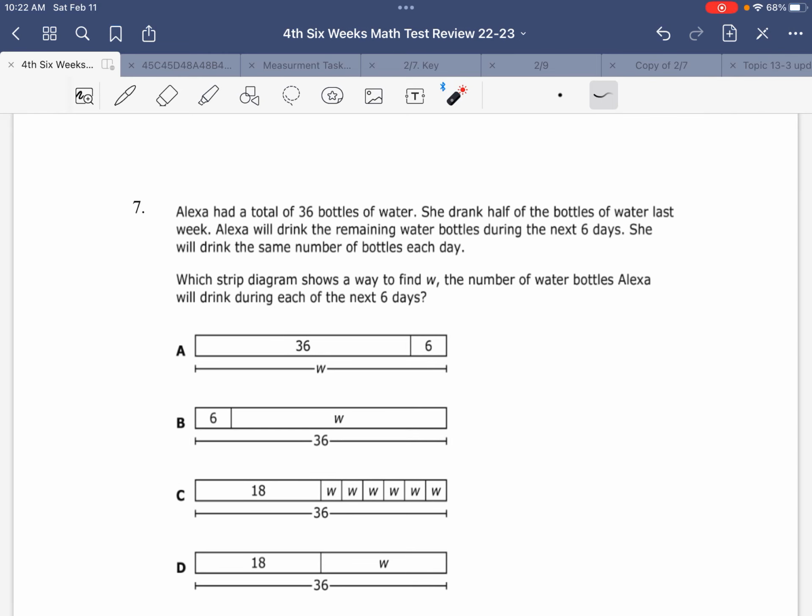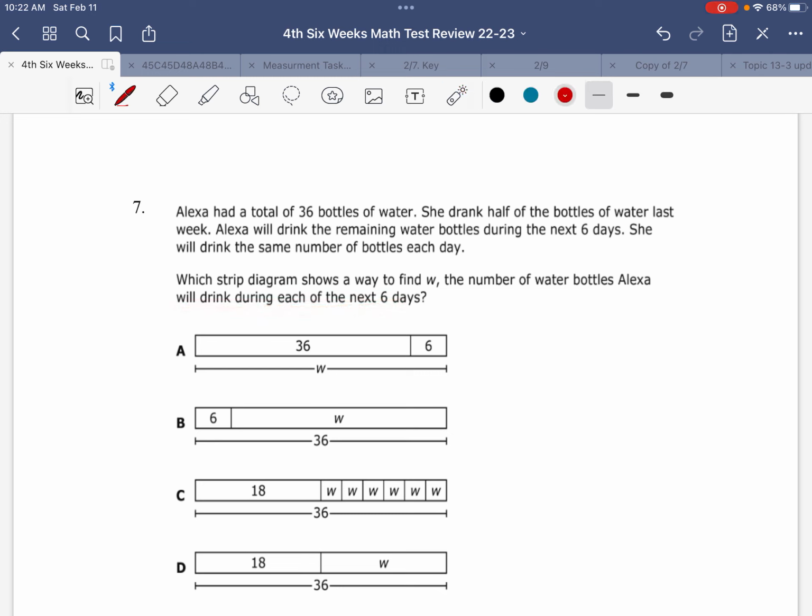Next problem. Alexa had a total of 36 bottles of water. She drank half the bottles of water last week. Alexa will drink the remaining water bottles during the next 6 days. She will drink the same number of bottles each day. Which strip diagram shows a way to find W, the number of water bottles Alexa will drink during each of the next 6 days? Okay, so lots of information in here.